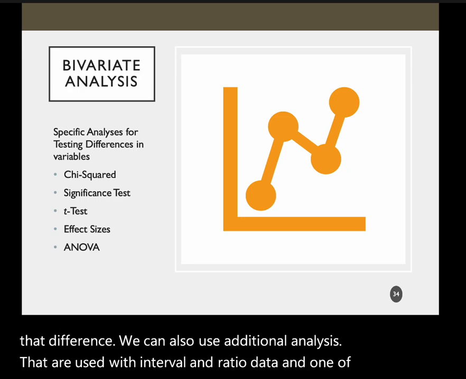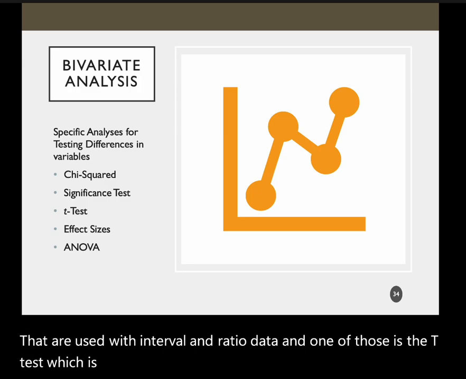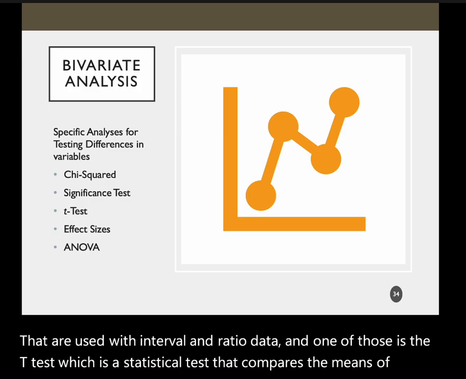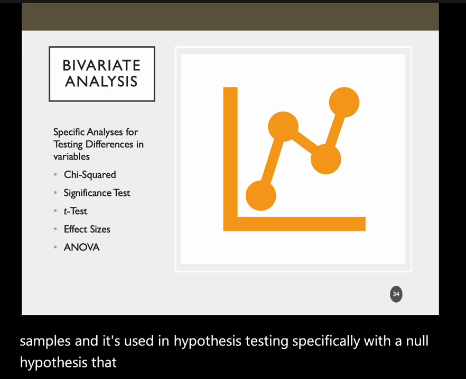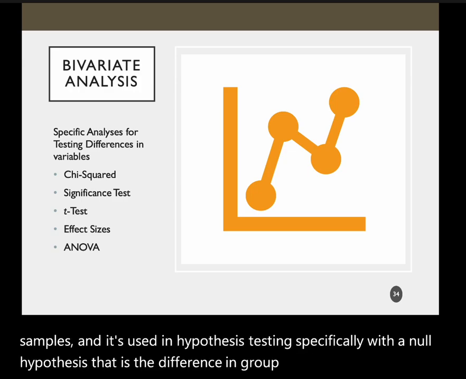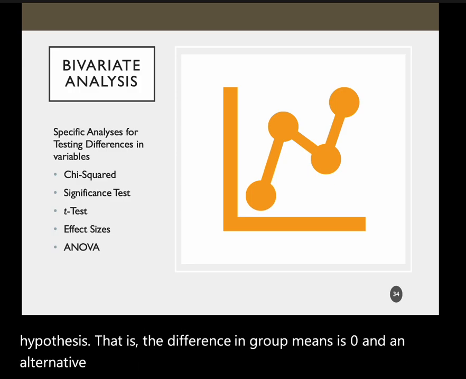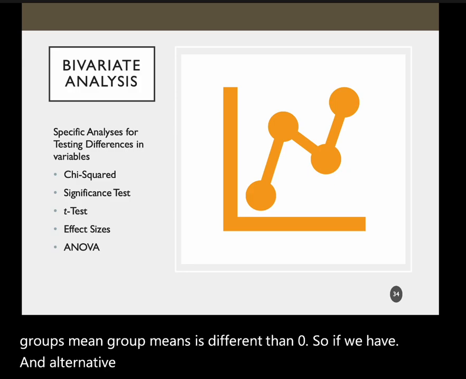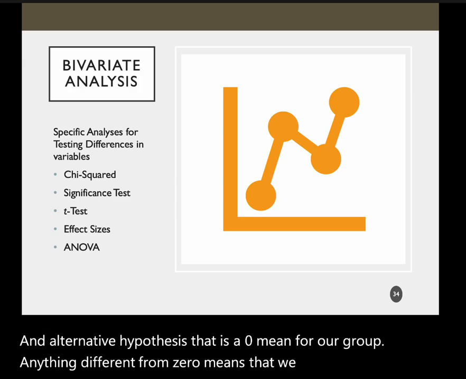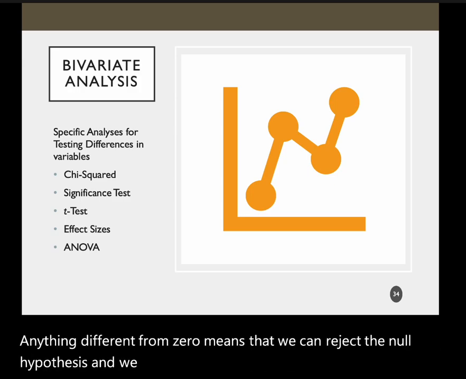And one of those is the t-test, which is a statistical test that compares the means of two samples. And it's used in hypothesis testing, specifically with a null hypothesis. That is, the difference in group means is 0, and an alternative hypothesis is that the difference in group means is different than 0. So if we find anything different from 0, it means that we can reject the null hypothesis. And we do that through a t-test.